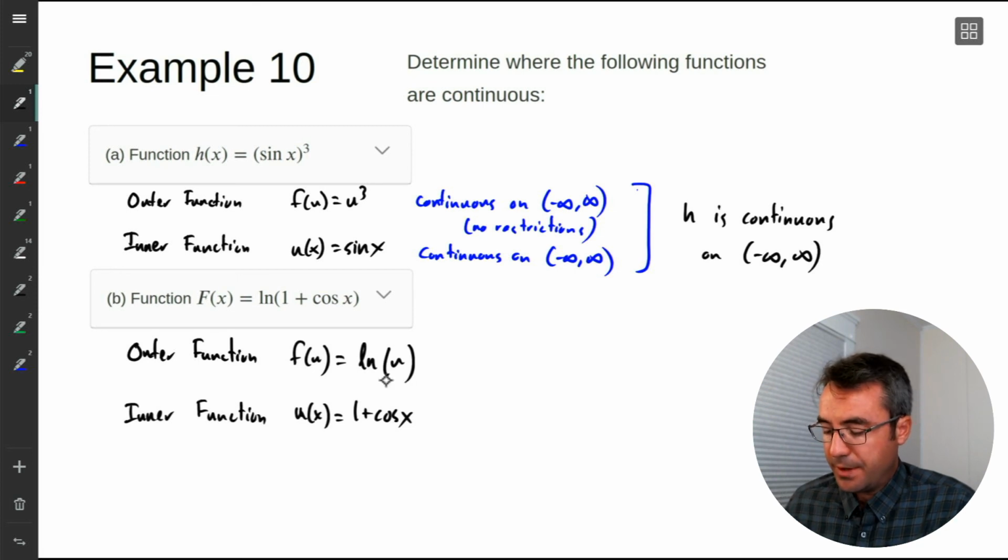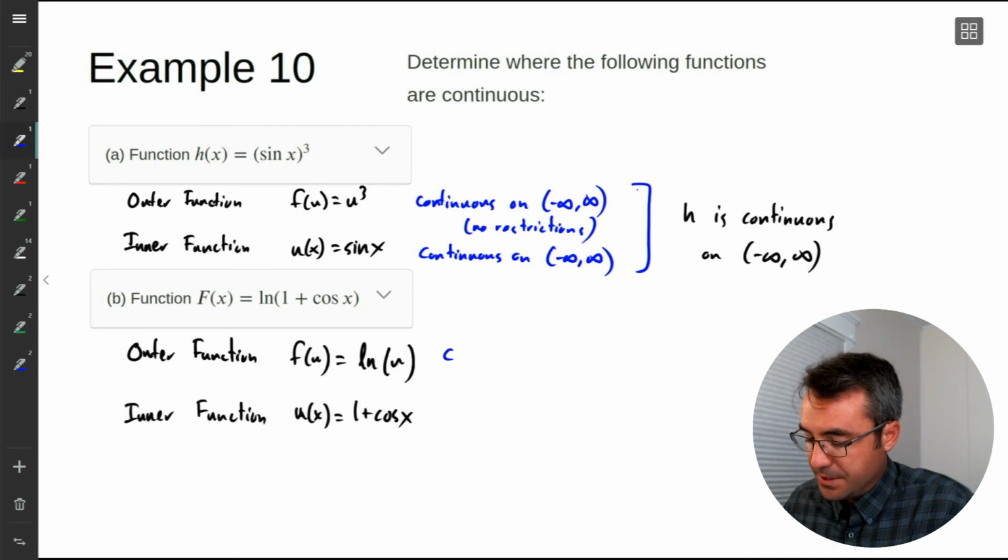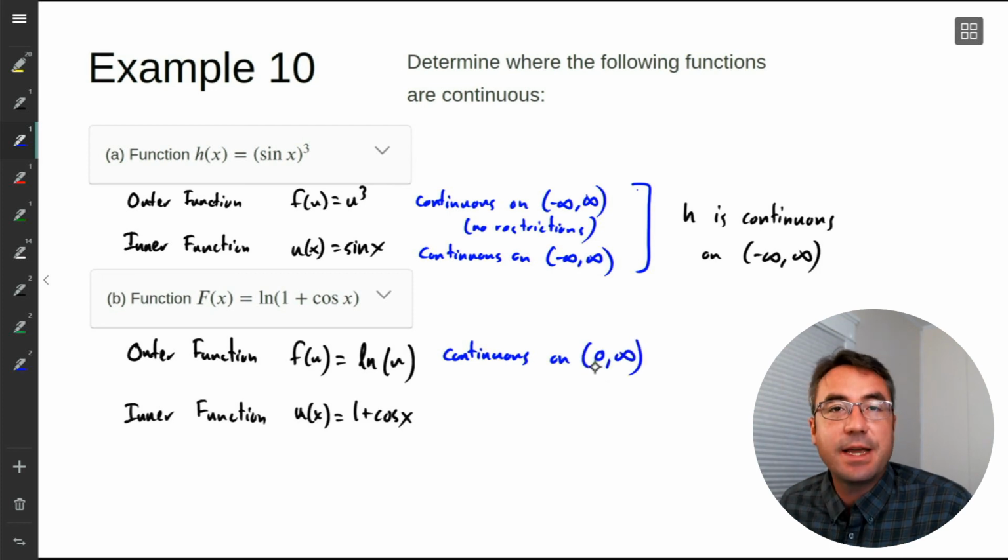And we know that the natural log function is not defined for all real numbers like we had with u cubed. There are some restrictions here. It is continuous on the interval from 0 to infinity. So we can't have negative numbers inside the natural log function, and we can't have 0. Only positive numbers. So our outer function puts some restriction on what our inner function can do.